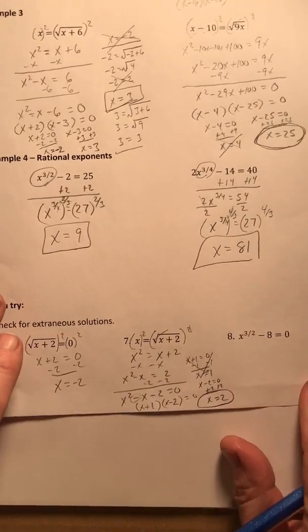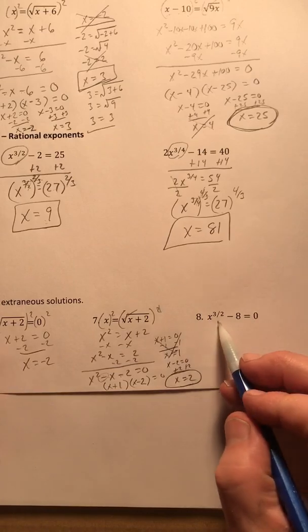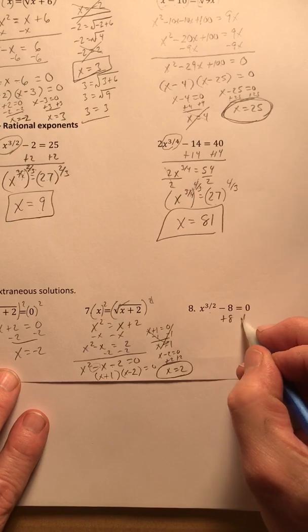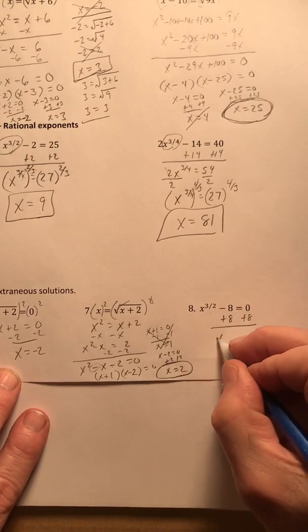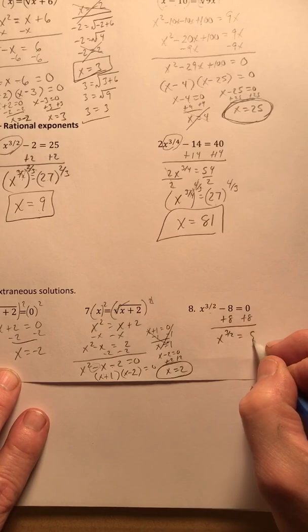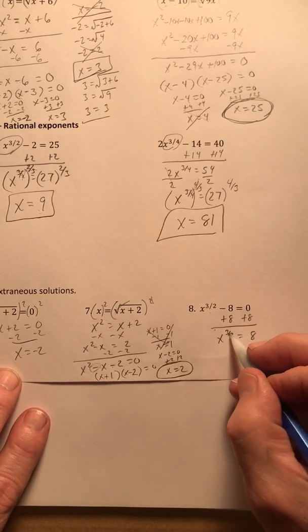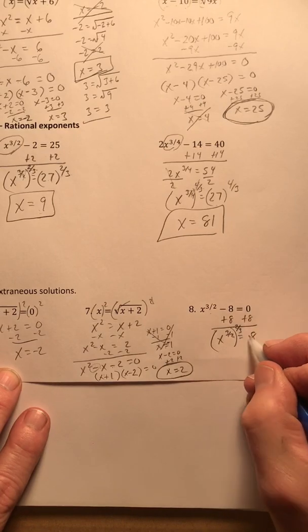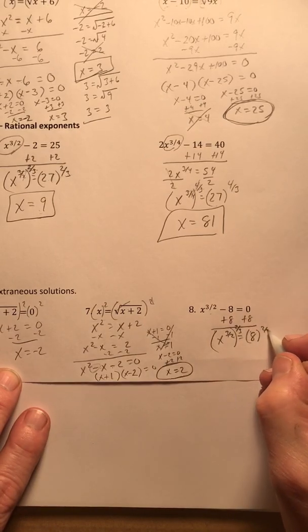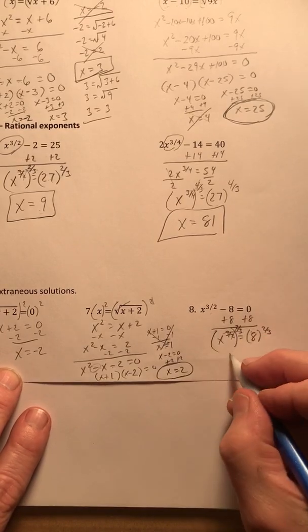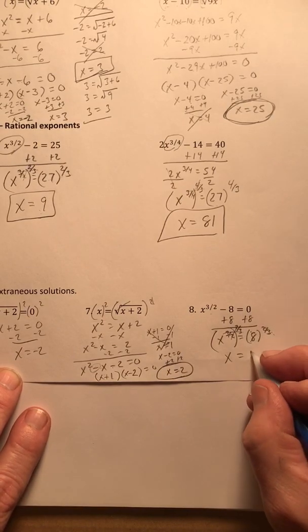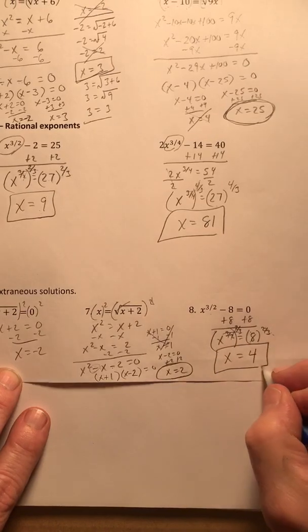All right, and then number 8. This is our one that has the rational exponent. So here we go. We add 8. All right, x to the 3/2 power equals 8. And now we're going to get rid of that 3/2 power by doing the reciprocal power. So flip it, so 2/3 power. And whatever we do to one side, we have to do to the other. These cancel each other out, so I get x equals 8 to the 2/3 power. 8 to the 2/3 power is going to give me 4. And there is my solution.